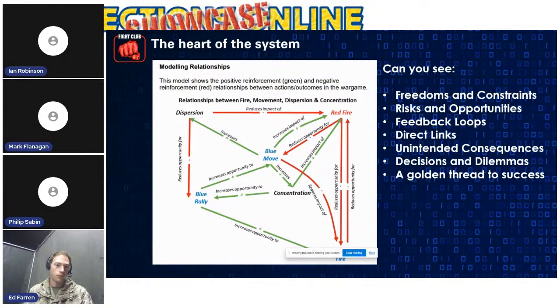Doctrine would state you fire with one and move with one and leave one alone, and that doesn't really work in this system. So you need to change it up, and I like that, because then suddenly we're forcing them to think rather than just doing a battle drill on a game.